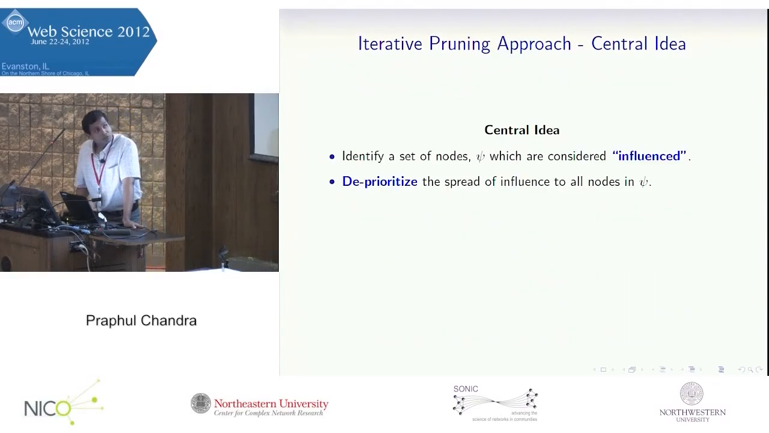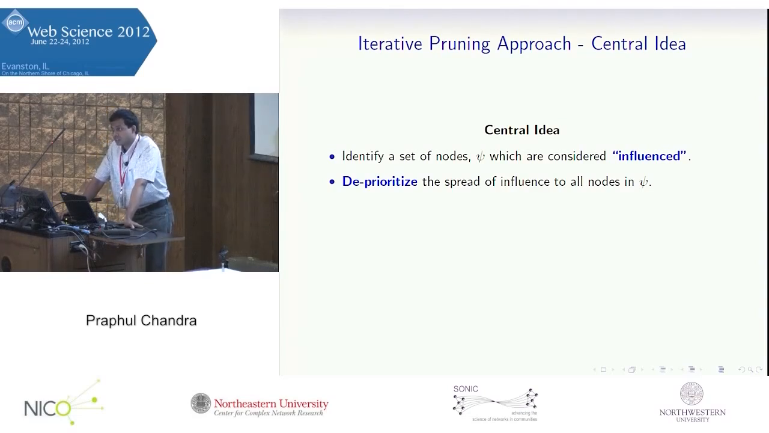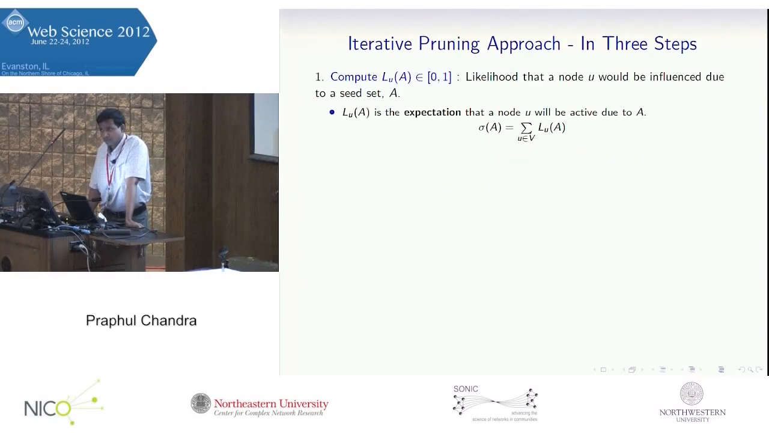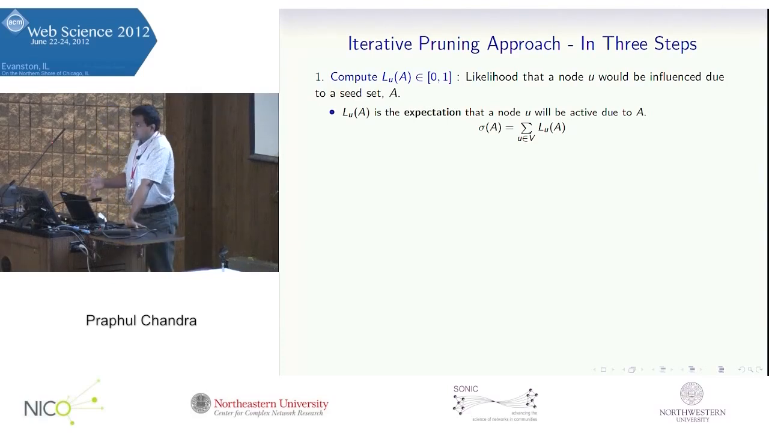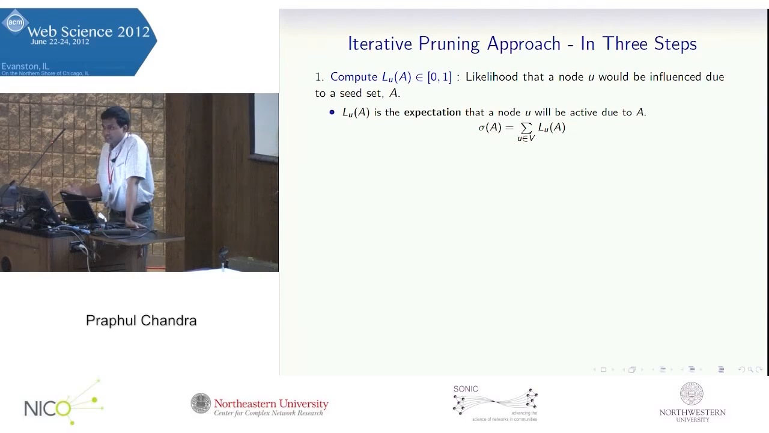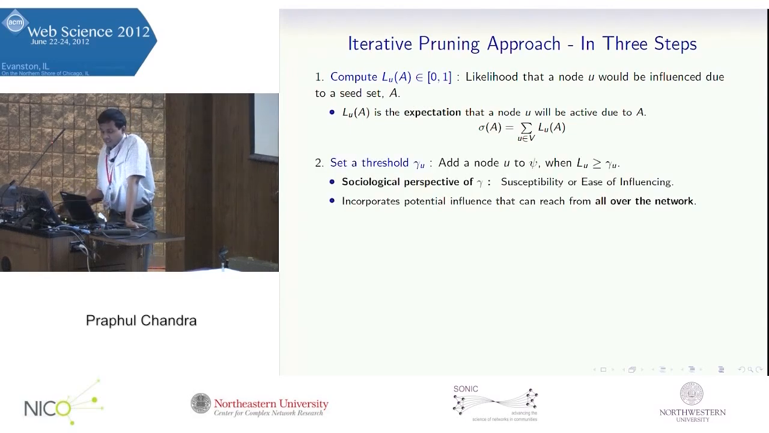So this is our approach, which we call the iterative pruning algorithm for influential detection. It first identifies a set of nodes which are considered influenced, and then deprioritizes the spread of influence to all nodes in the set of influenced nodes. We do this by computing the likelihood that a node would be influenced due to a seed set, which is the set of influentials. This is nothing but the expectation that a node would be active due to a seed set A. This gives us the final resolution to analyze the influence spread using the equation above.